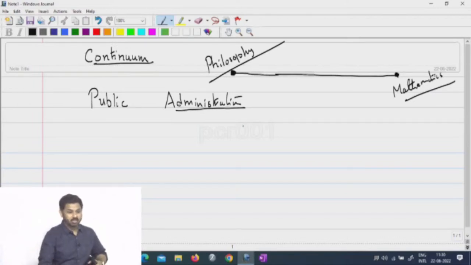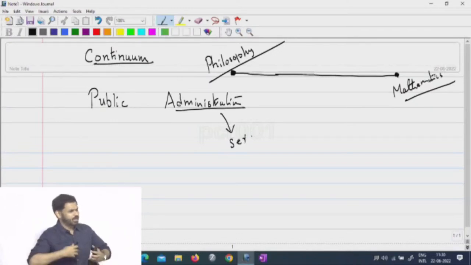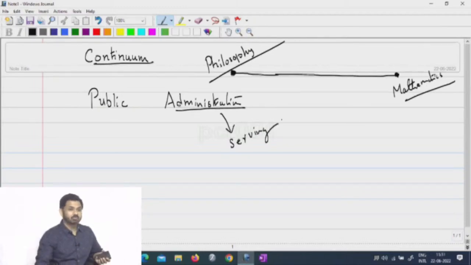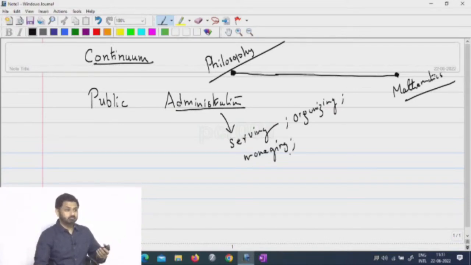So what is administration? When you are administering something, what are you doing? Give me more terms for it. Serving, okay? So many terms. Let's write all the terms first, because when you write more and more terms, it becomes easier for you to understand, even express. So administration is related to serving, organizing, managing. I am writing your terms also here, and what else? Come on, administer, yes, what?